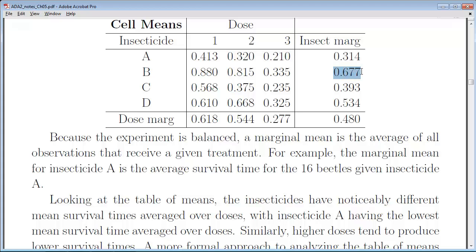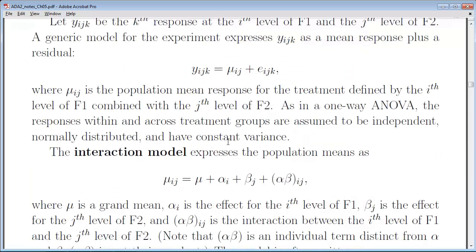Insecticide B is a positive number. And if you add up all 4 of those alphas, they sum to 0 because they're all centered at the grand mean. So I'll page down. So that's alpha I. Beta J is for the columns. Those are the doses.